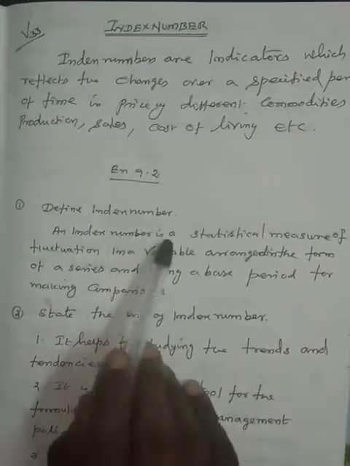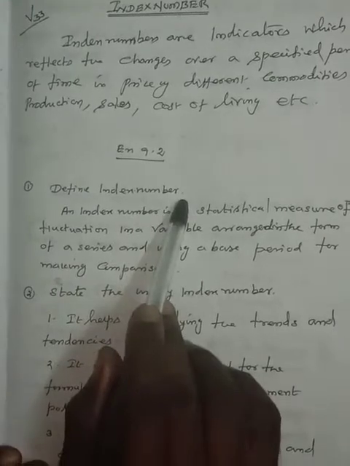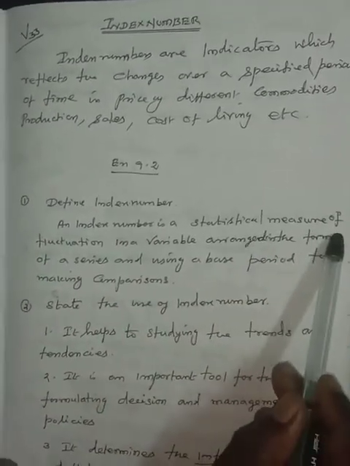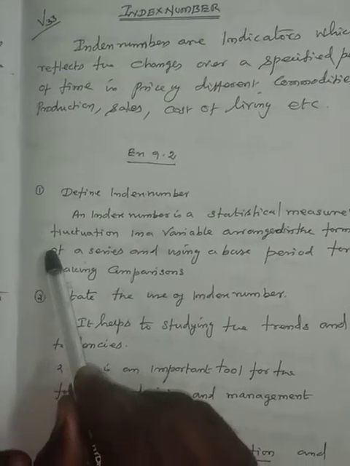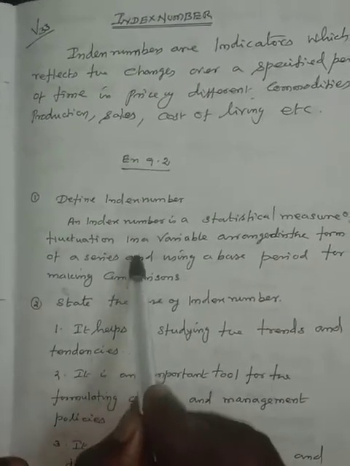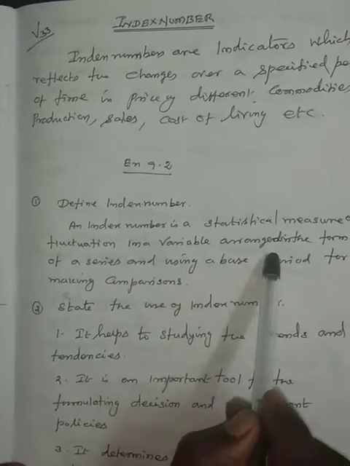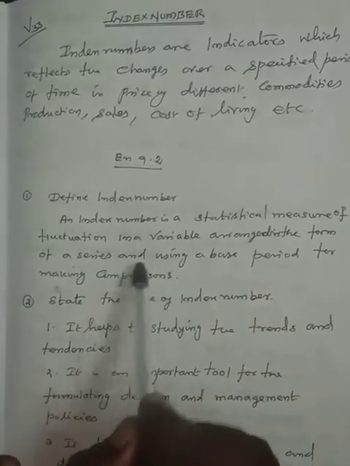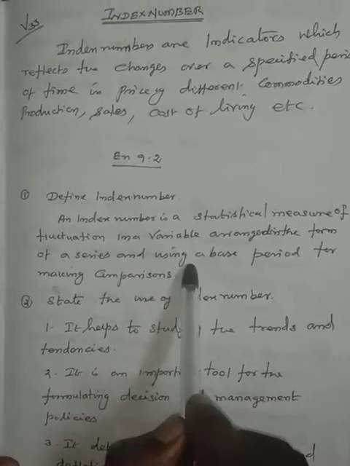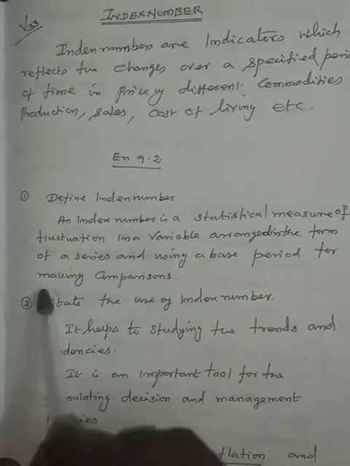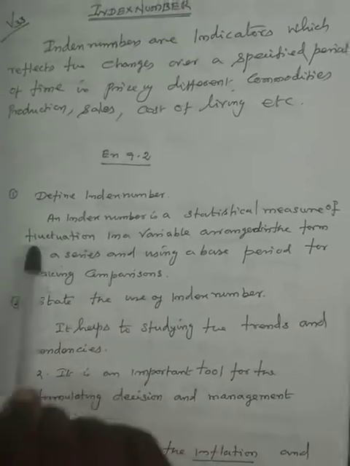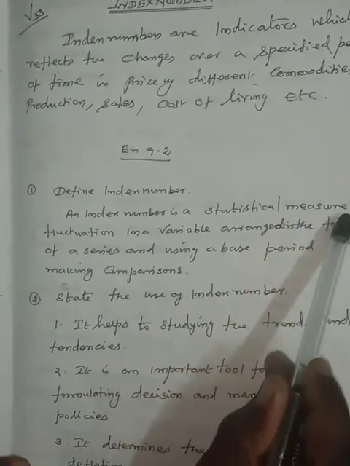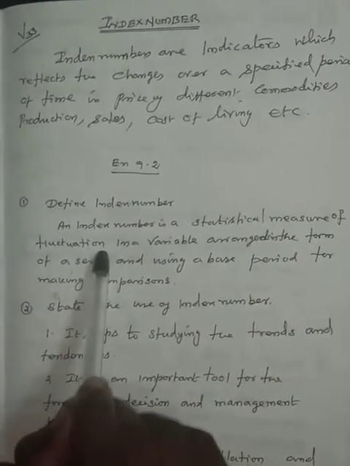Exercise 9.2. Define an index number. An index number is a statistical measure of change in a variable arranged in the form of a series and using a base period for making comparisons. Fluctuation is very important. An index number is a statistical measure of fluctuation.